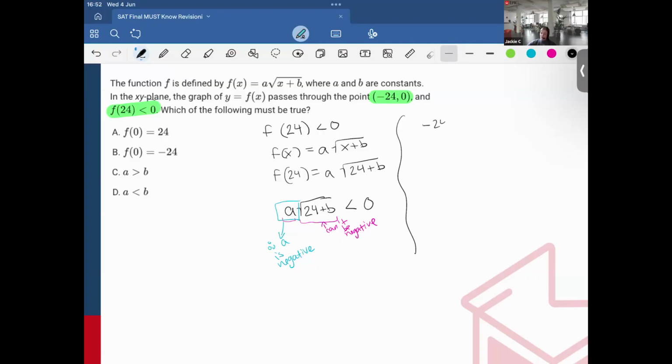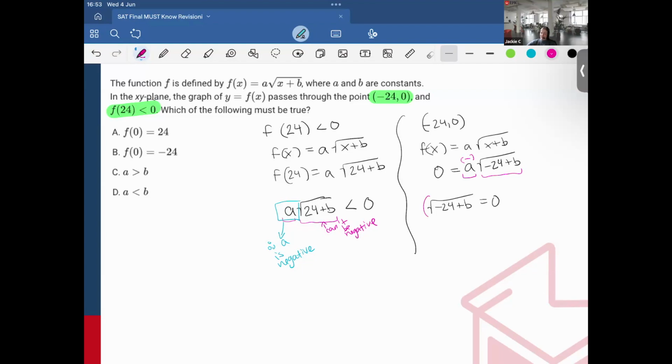And next, I'm also going to do negative 24, 0. Let's take a look at the function. So our f of x is 0. Plug in the negative 24 for x. And then here I have that 0 is equal to a times the square root of negative 24 plus b. So I know either a must be 0 or negative 24 plus b must be equal to 0. Well, here I've already determined that a is negative. So I know for sure that the square root of negative 24 plus b is equal to 0. Why? Because 0 times something will be 0. I'm using the zero property.